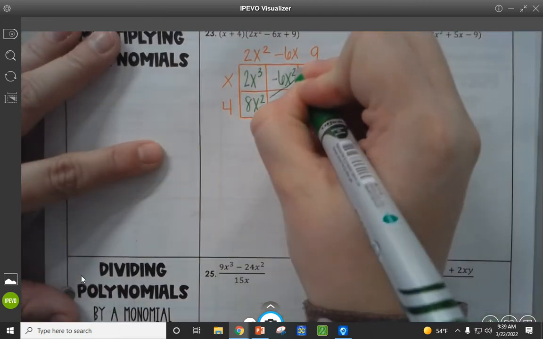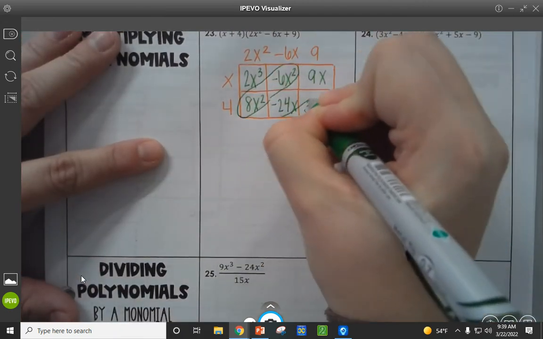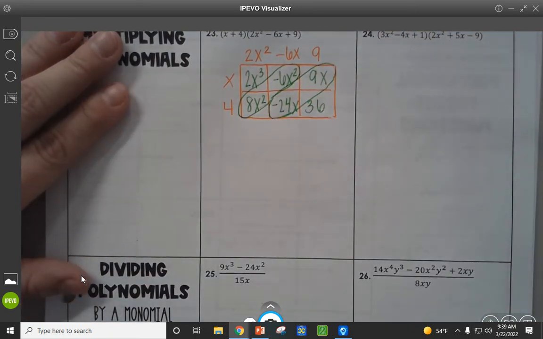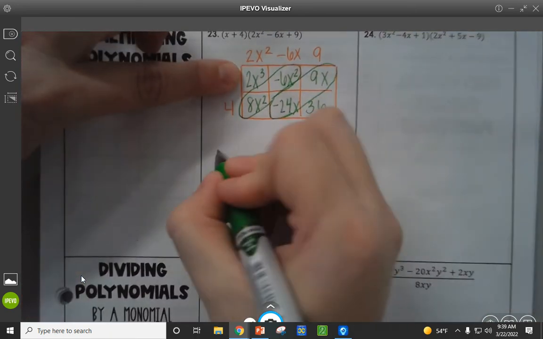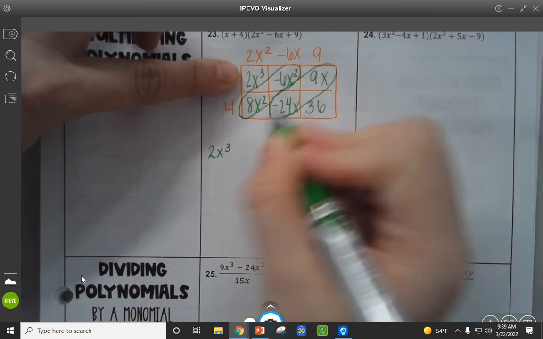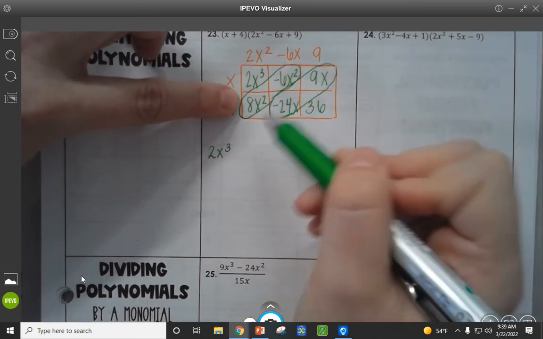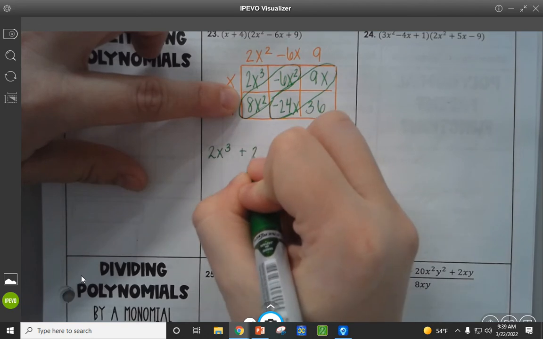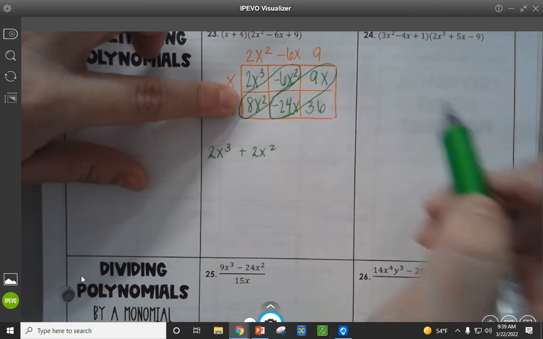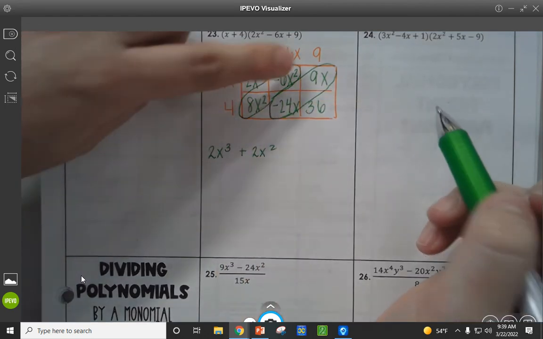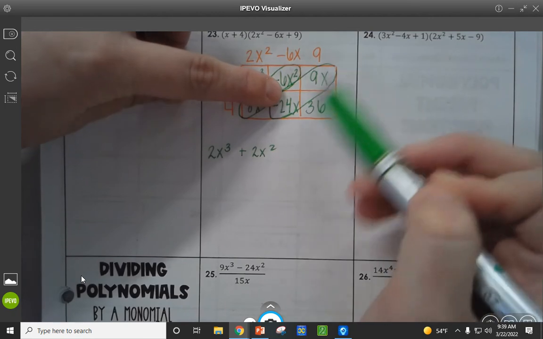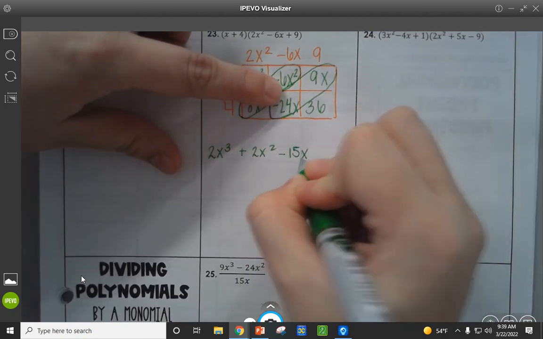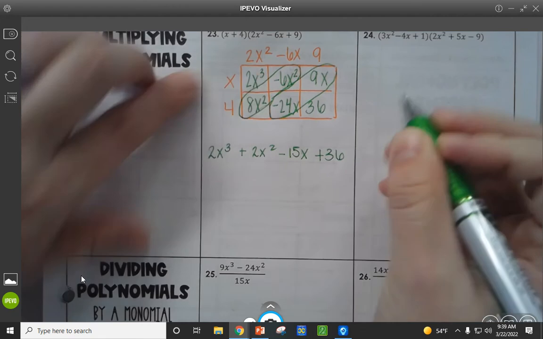And you'll notice your like terms are here diagonal. So we've got 2x cubed. How many x squareds do I have? 2. Because 8 plus negative 6 is 2. What's 9 plus negative 24? Negative 15x, and then plus 36.